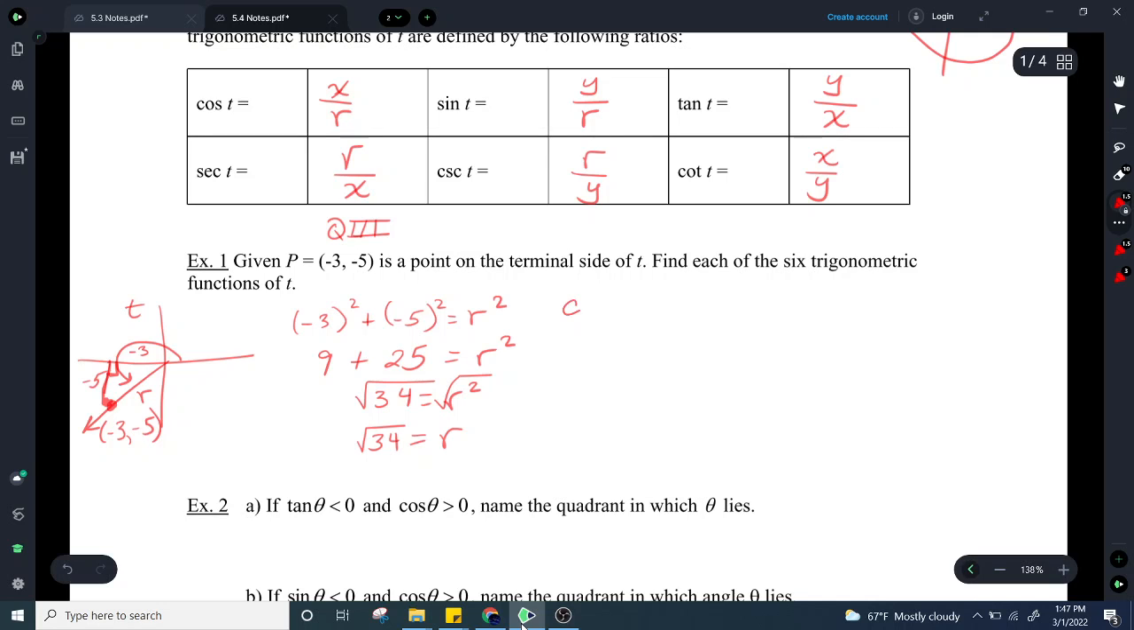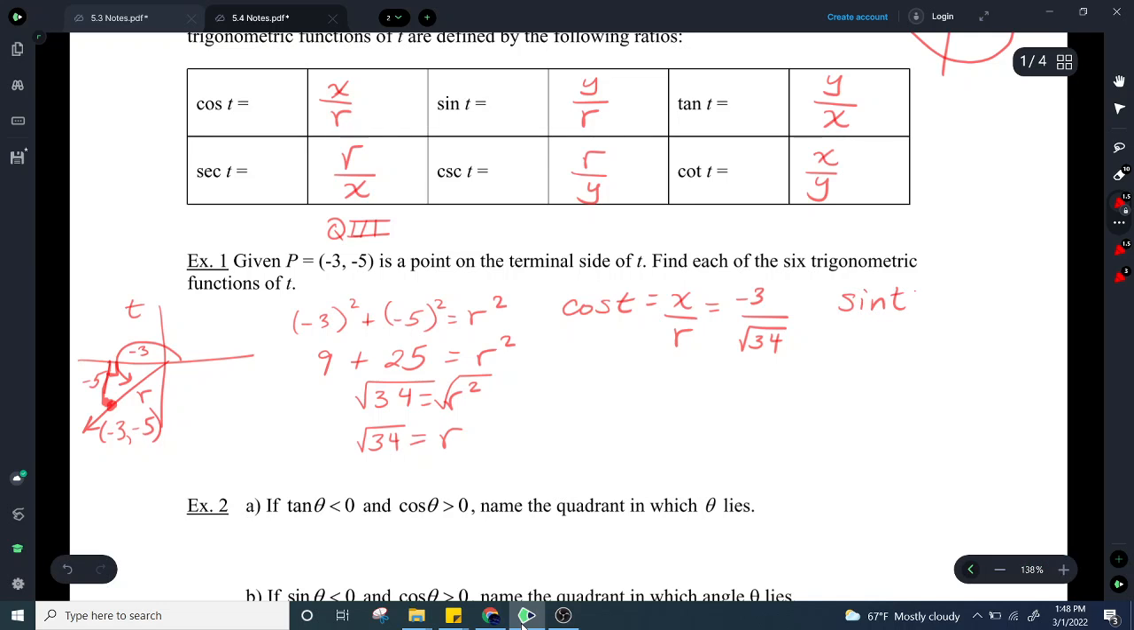I'm going to start with cosine. So cosine of t is x over r from the formula up here. So x was -3 and r was the square root of 34. I'm going to leave that unrationalized for now, but that's our cosine value.